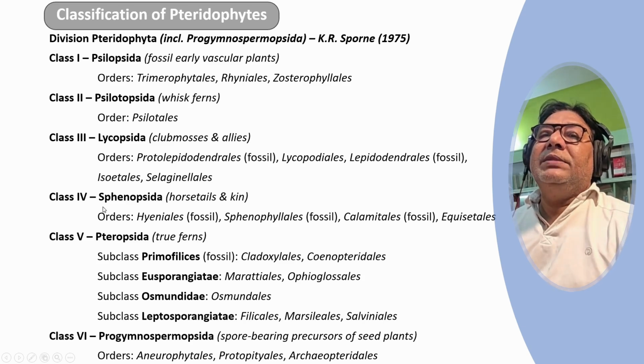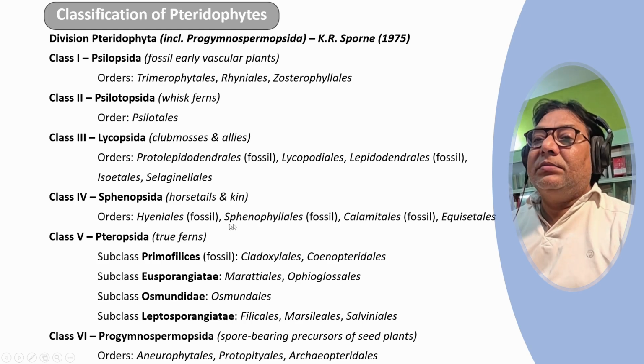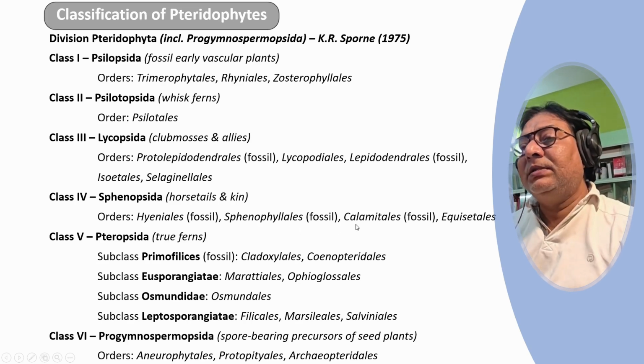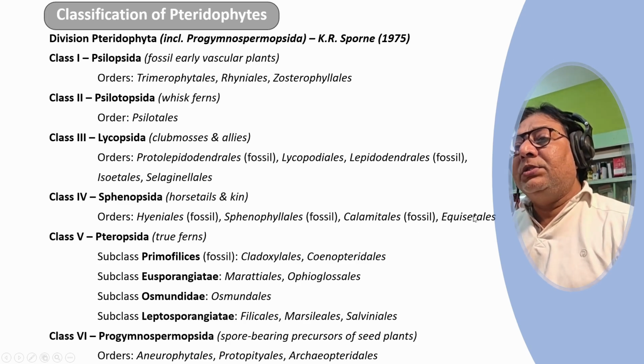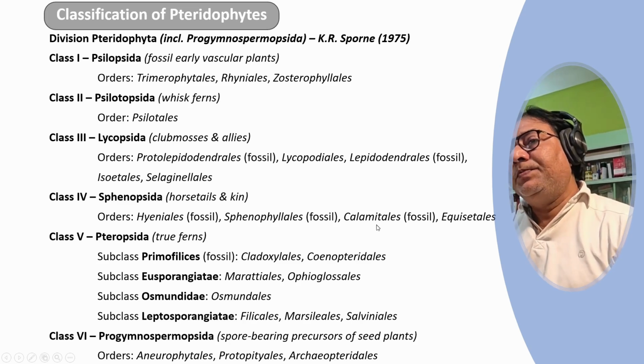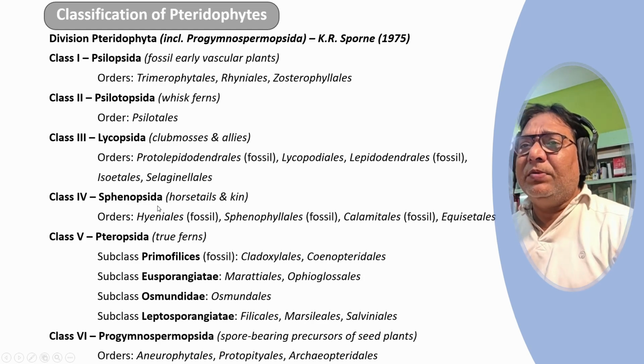Class 4 is Sphenopsida, also called horsetails, and there are 4 orders within this: Hyeniales, which is fossil; Sphenophyllales, fossil; Calamitales, fossil; and Equisetales. Among these orders, we will study Calamites from Calamitales, and Equisetum, which is a living member, from Equisetales. All these are basically Sphenopsida groups.